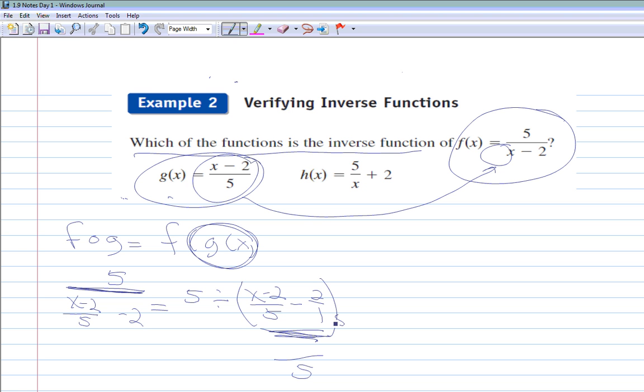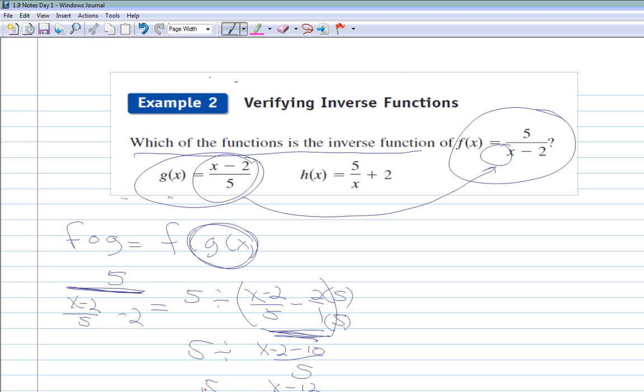That would mean I would need to multiply this side by 5 and the top by 5 because we're fair and equal. We did this earlier this year. So you would end up with x minus 2 minus 10 at the top, which is really x minus 12 over 5. So now I'm going to just write it: x minus 12 over 5. And now we have 5 divided by that, and we're going to multiply, so we have 5 times the reciprocal.